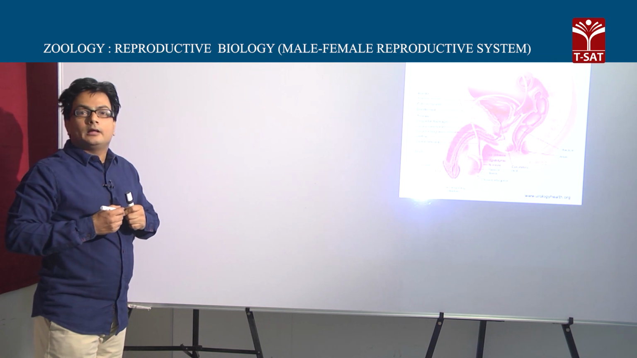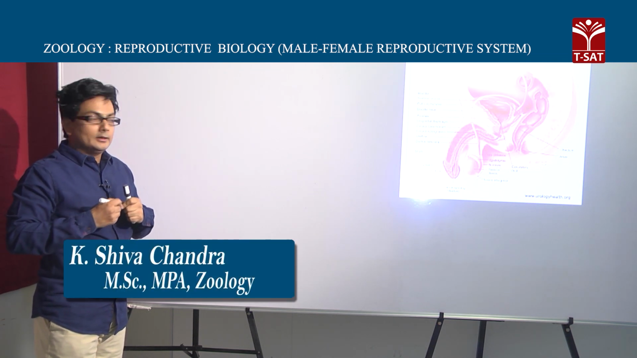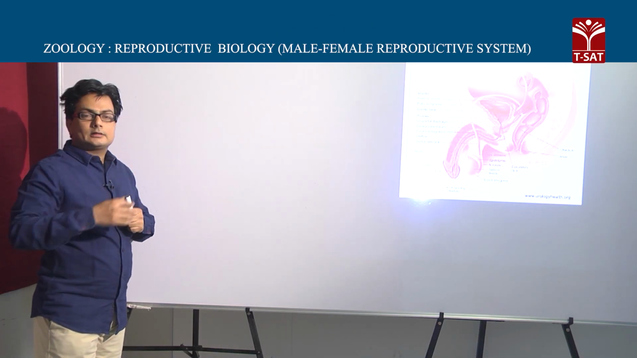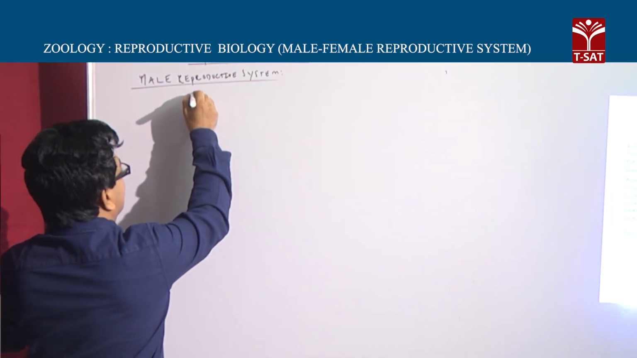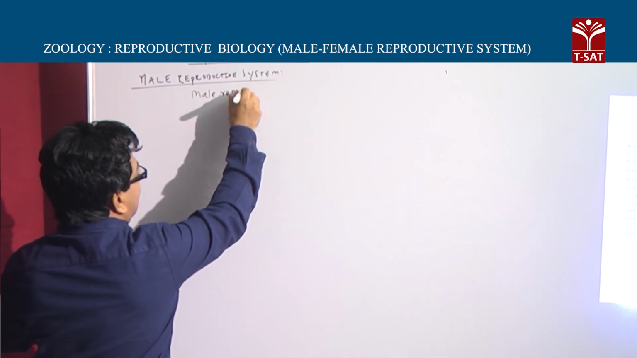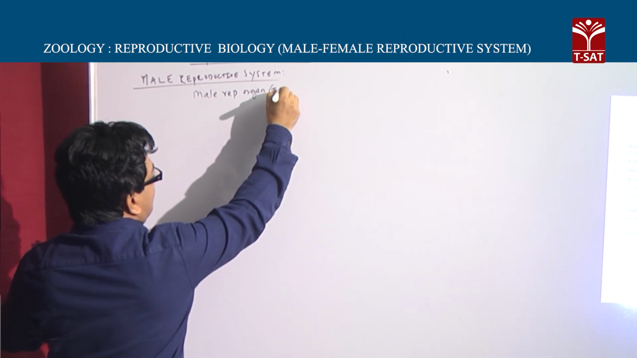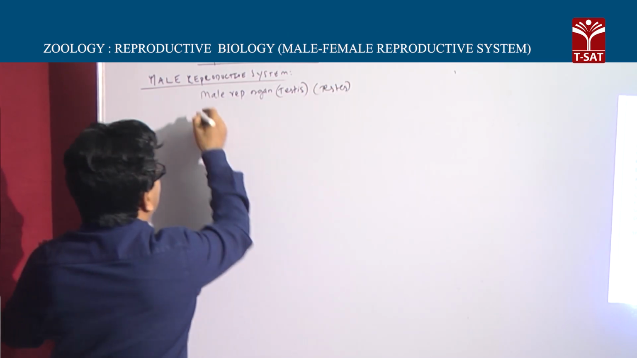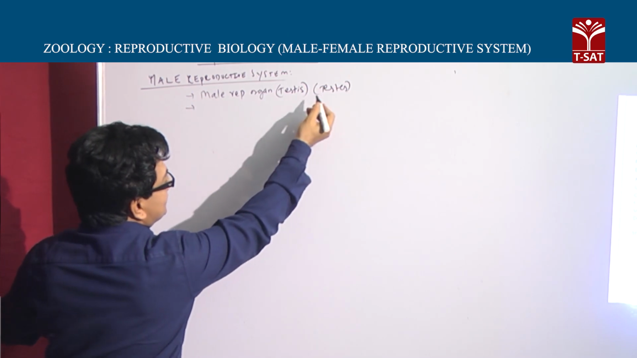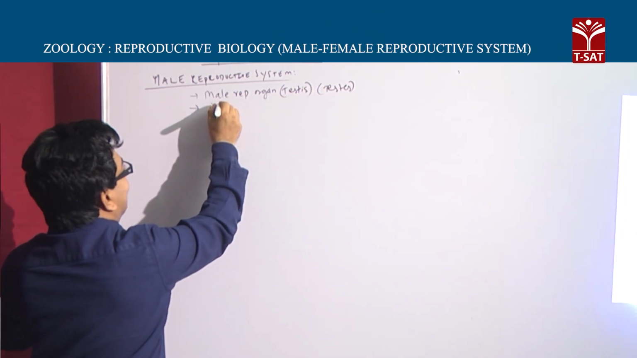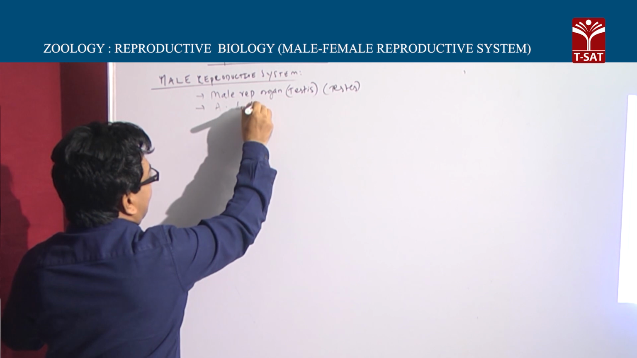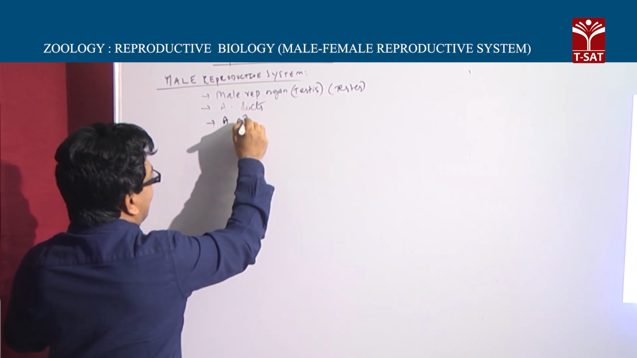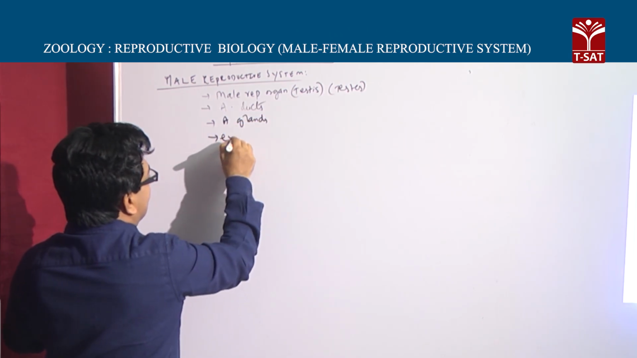Today I will be presenting before you the male reproductive system of the human being, and I will be dividing the topic into 4 segments. The first one is the male reproductive organ, that is called the testis, and the plural form is testes. The next one is accessory ducts, the third is accessory glands, and after accessory glands, the external genitalia.